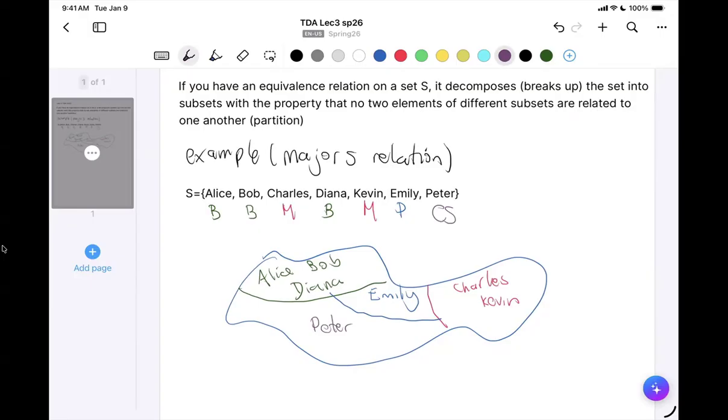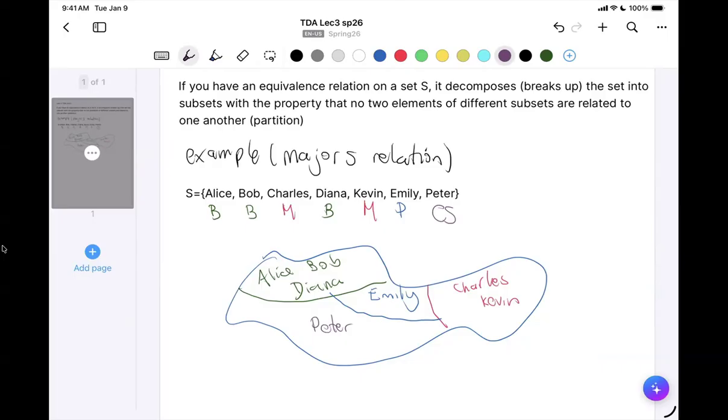So they break up the set into four subsets: the biology subset, the philosophy subset, the computer science subset, and the math subset. And those subsets are called partitions. Because it partitions the set into these disjoint pieces, no element belongs to both of them, and they're completely unrelated. So Diana is not related with Emily because their majors are completely separate from one another. Okay.